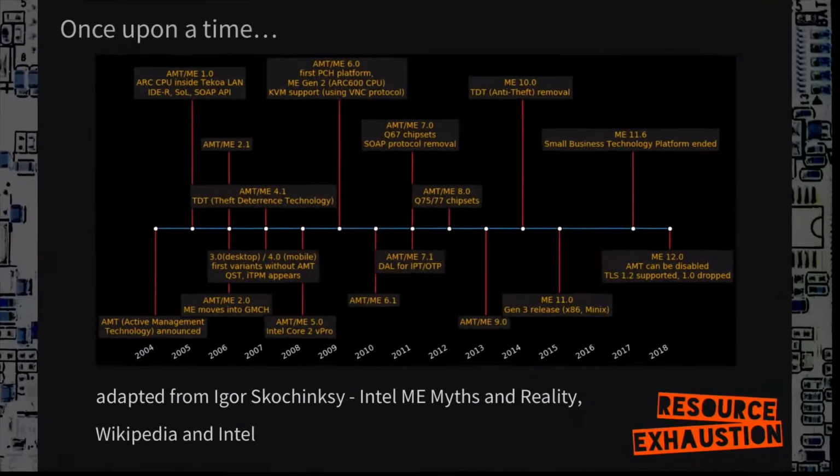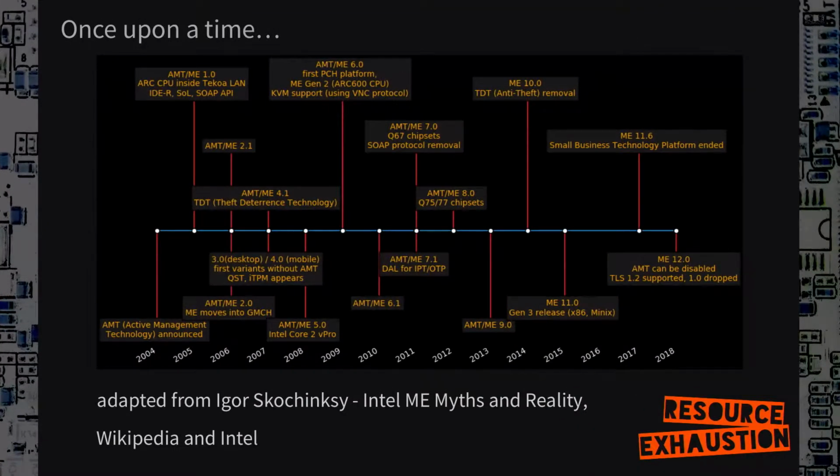Now, I've already described to you that there are lots of different variants and versions of the management engine. We have a very, very long timeline here. We are talking about years starting from 2004 until now, so it's 15 years since the active management technology was announced until today, where we have version 12 of the management engine.